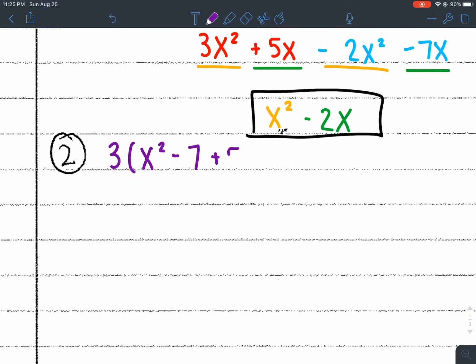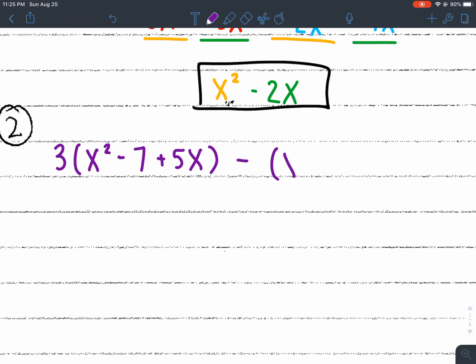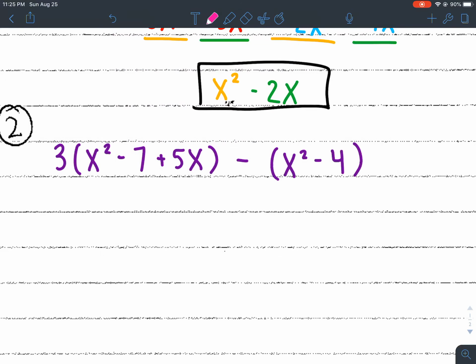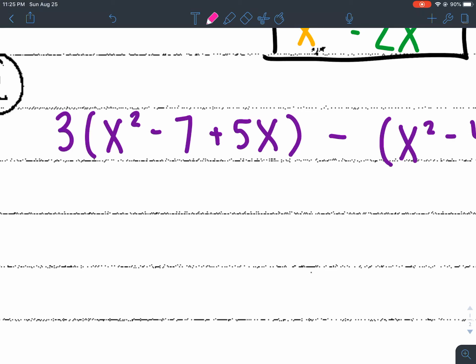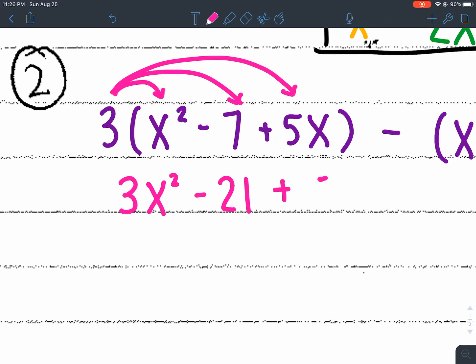All right, moving on to our second example, we're going to have 3 times x squared minus 7 plus 5x, minus x squared minus 4. I'm actually going to move this down because it's in the way of the other one. Just like the other one, you want to examine, can I just drop my parentheses or do I have to distribute? Our first step says to always distribute first. Here I have a 3 on the outside of my parentheses, so I'm going to multiply all my terms by 3. 3 times x squared is 3x squared. 3 times negative 7 is negative 21. And then 3 times 5x is positive 15x.